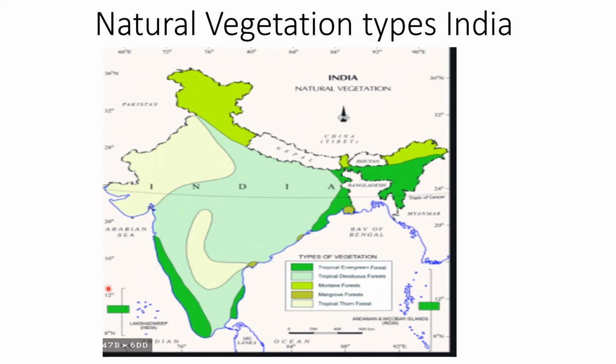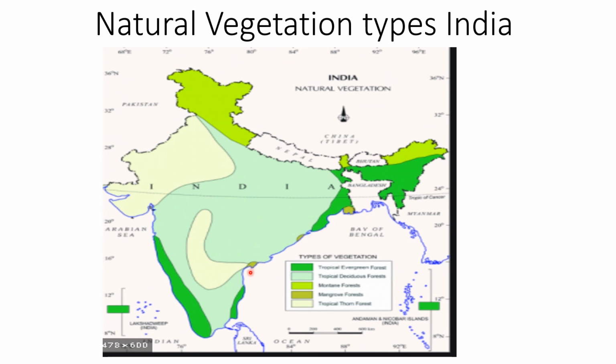A quick look or recap of the natural vegetation types of India. Here in the northern parts, that is in Assam, and in the upper parts of Kashmir, this is the montane forests. Here in the Western Ghats and in Assam, northeastern India, we have the tropical evergreen rainforest. These are the deciduous forests, most widespread forests in India. This is the thorn forest in Rajasthan, and these are the tidal or mangrove forests.